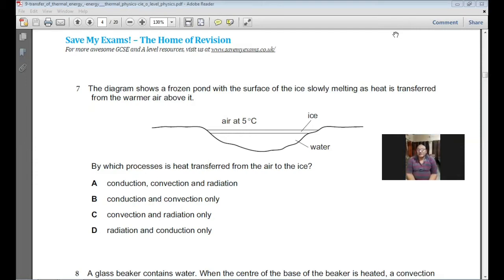In the air, the heat is transferred by radiation, and in the ice, the heat travels by conduction. So D is the right option. Question number 7, D is the right option. I hope that you have understood. It's a very tricky question, how the heat traveled in air and how the heat traveled in the ice. So heat traveled in air by radiation, and heat traveled in the ice by conduction. So D is the right option. I hope you have understood.